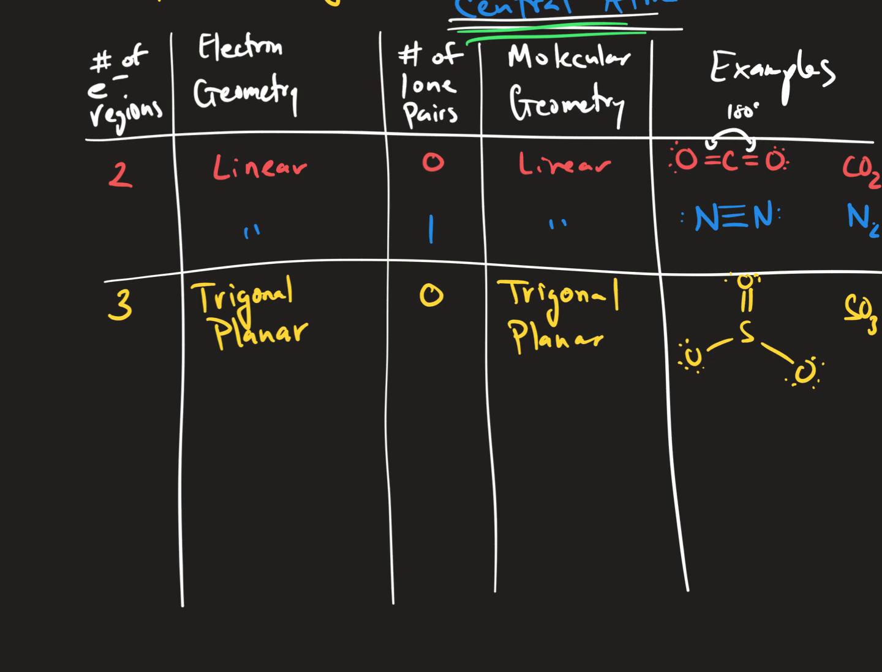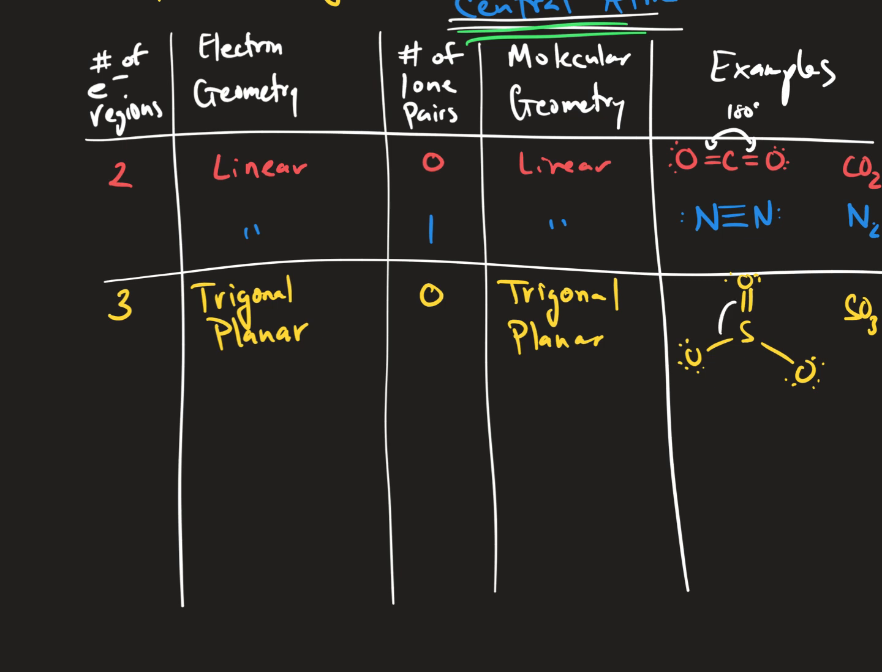S is the central atom. How many regions do we have? 3. 0 lone pairs around the central atom. So that's it. What shape does this look like? Triangle, and it's all in the same plane. Hence we call it trigonal planar. Good?